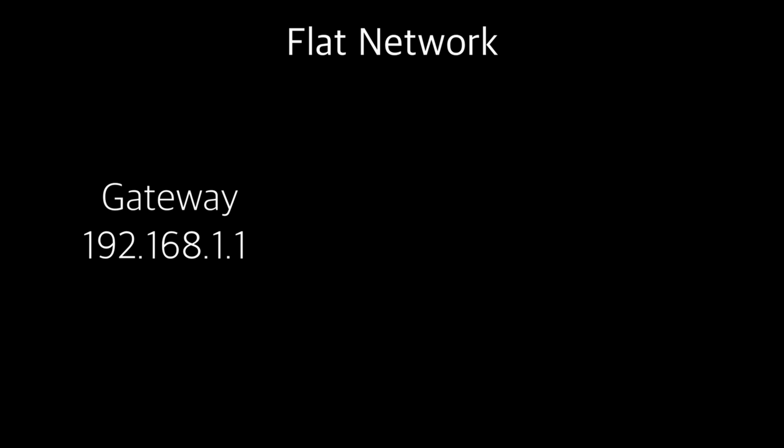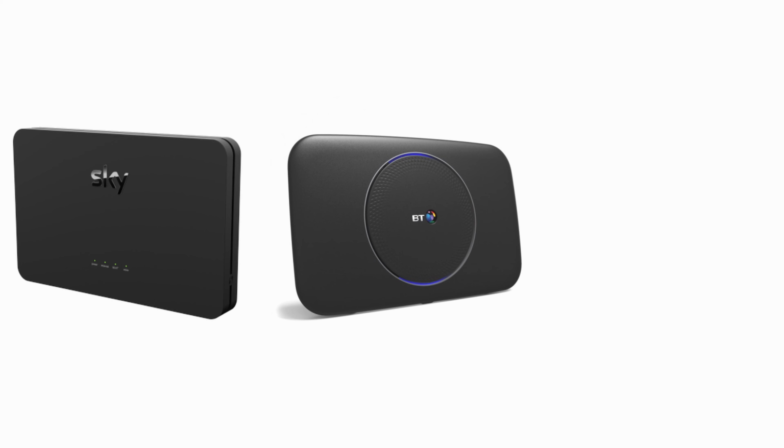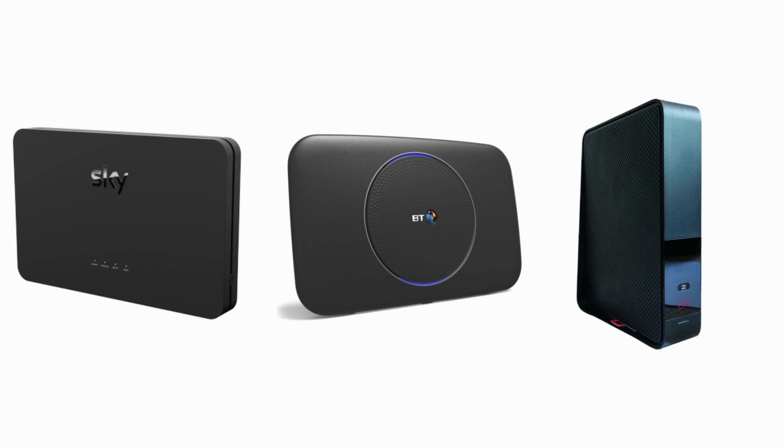A lot of the time when installing networks, you may just install a flat network: one subnet range, a gateway of 192.168.1.1, and then a DHCP pool range of 192.168.1.2 through to 80, for example. There's nothing wrong with that at all, and when you have a home with an ISP router, plug it in, connect all your devices, and then away you go.